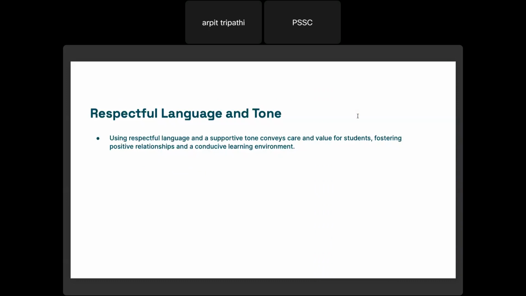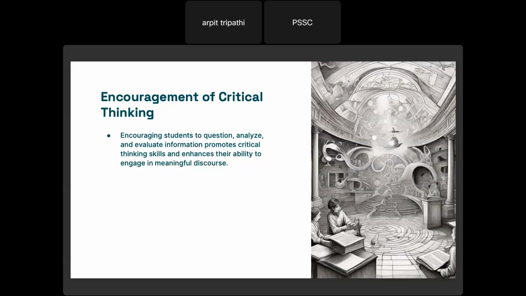This is the last: encouragement of critical thinking. When you encourage a child to think critically, you somewhere help the child to question, to analyze, to evaluate the information, which promotes critical thinking skills and enhances their ability to engage in meaningful discourse. So, this is something which I was all about to talk to you.